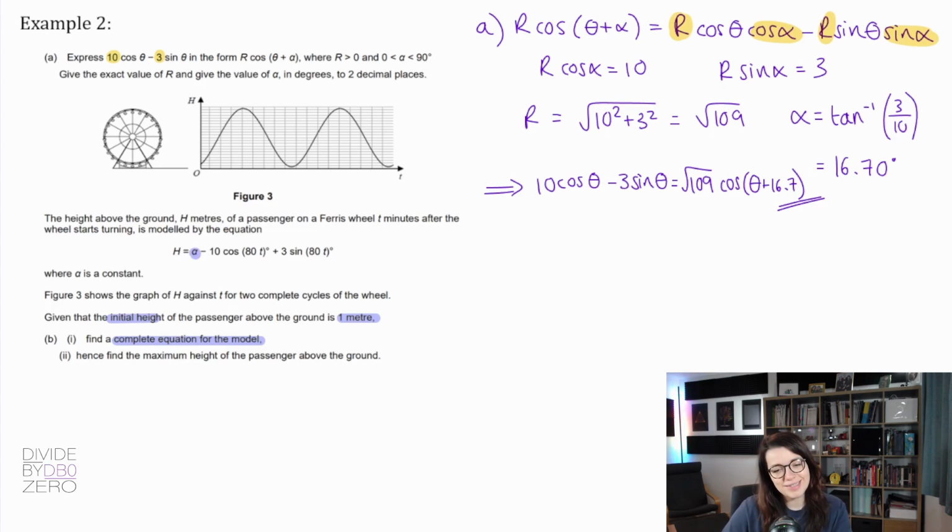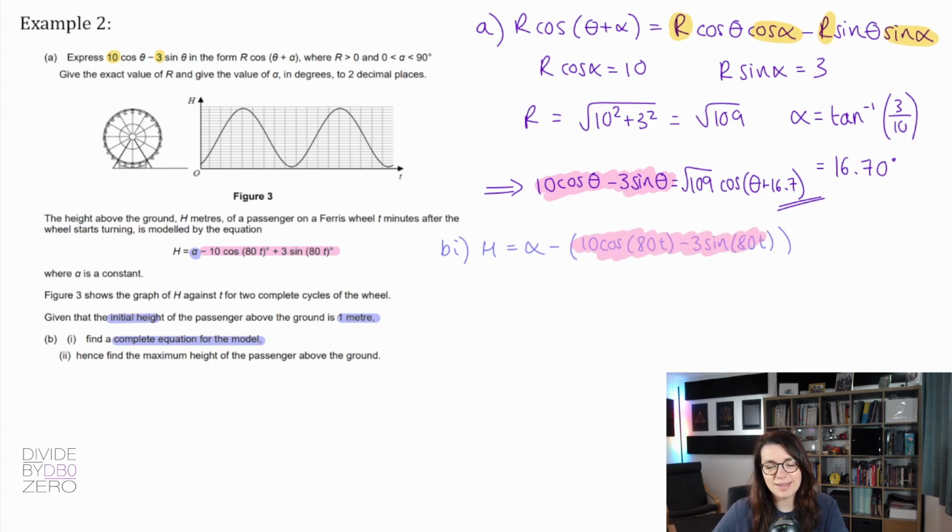Now the trick for this is linking part B back to part A. Part A might seem a little bit random at first, not related, but it definitely is. Do you notice that this part of the model is basically the same as this? That's the link there. So if I wanted to, I could write h equals alpha minus 10 cos 8t minus 3 sine 8t. I've factored out the minus so that it will match exactly inside the brackets here to what we had in part A. Because then I can just replace that whole bracket with root 109 cos theta plus 16.7. The only difference really is instead of theta, we have 8t this time. So that's the new model.